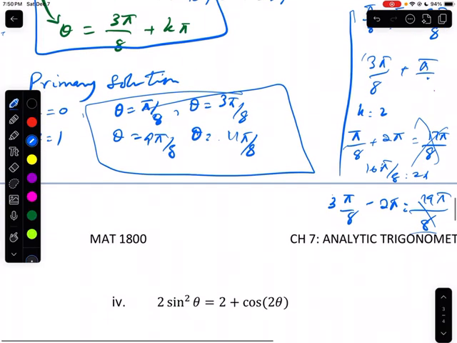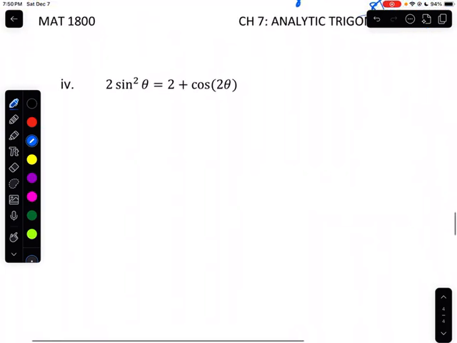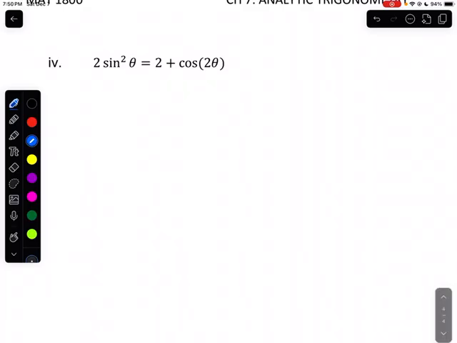Okay. Let's look at the next example. Okay, so now here, this is interesting. On the left hand side, I have 2 sine square theta, and it is equal to 2 plus cosine of 2 theta. Now this one, what should we do? Well, I can write sine square theta as 1 minus cosine square theta, but will that help? Well, not in this form. We will have to change this as well, right?